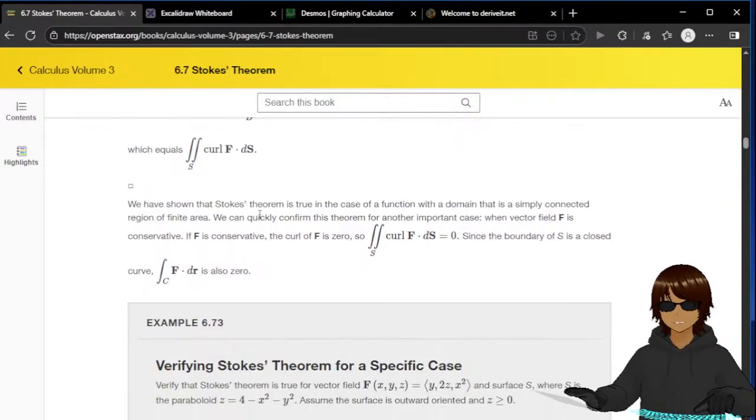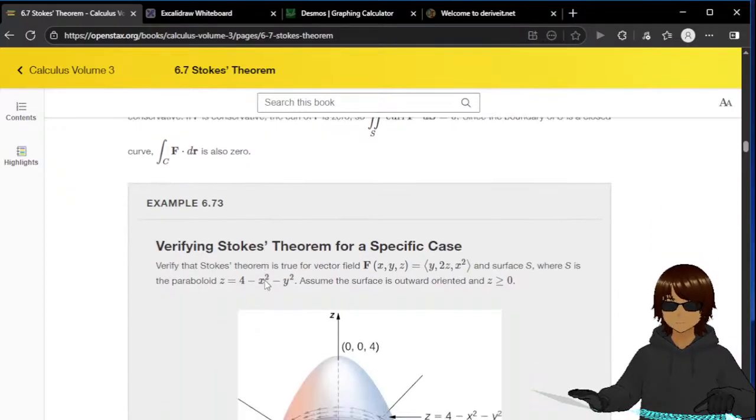We have shown that Stokes' theorem is true in the case of a function with a domain that is a simply connected region of finite area. You can quickly confirm this theorem for another important case, when vector field F is conservative. If F is conservative, the curl of F is 0. So the integral of this is 0. Since the boundary of S is a closed curve, this line integral is also 0.